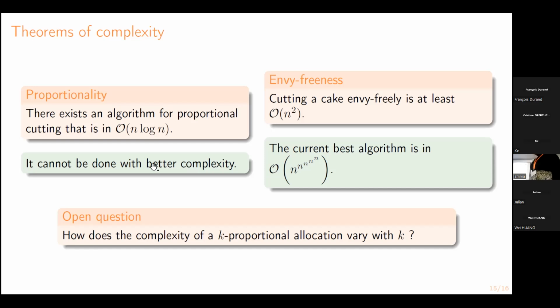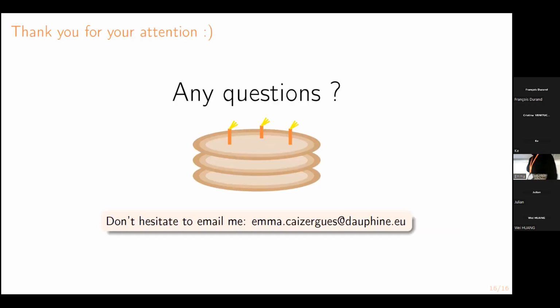And so here I put an open question. How does the complexity of a k-proportional allocation vary with k? Because here we see that when k is 2, it's very big, and when k is n, it's okay. So does it vary with k? Is it increasing or not? This we don't know. It's an open question. And that's it. I think I finished. Thank you.